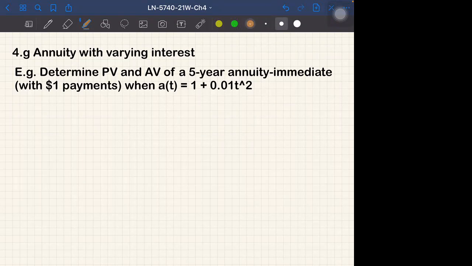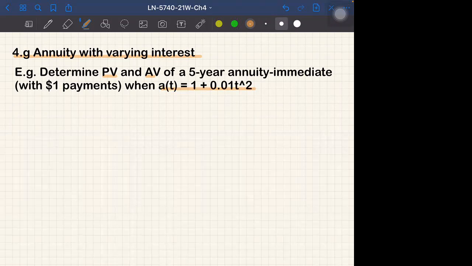Hi, the section 4G, the annuity with varying interest. So we think about the present value and the accumulated value of the usual annuity immediate with $1 payments when interest rate is changing over time.